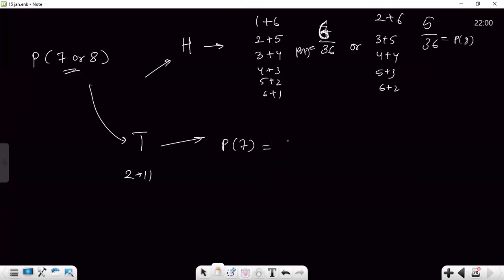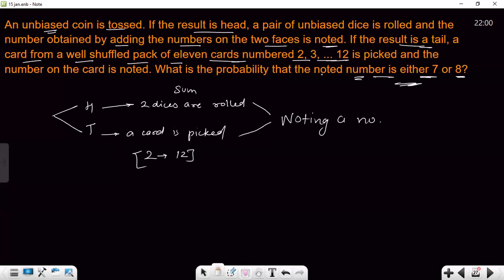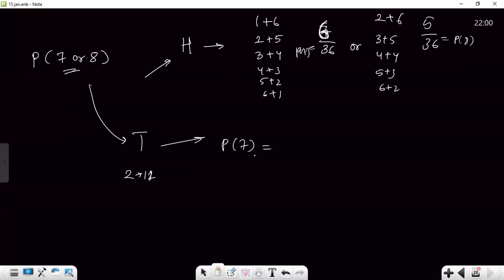Okay, it is 10 o'clock already, let me hurry up. Probability of getting a 7 out of total, 2 to how many cards were there? 2 to 12. So total 11 cards were there. 7 is only one number. Okay. Or probability of 8. How many cards of 8 are there? 1. Total cards 11. Okay. So we have to find out the probability of this.